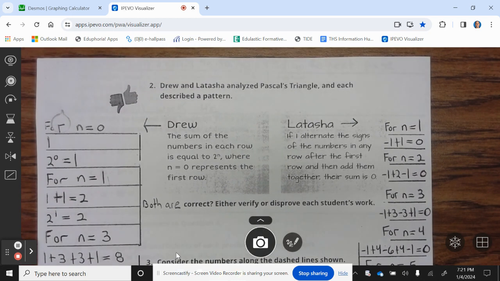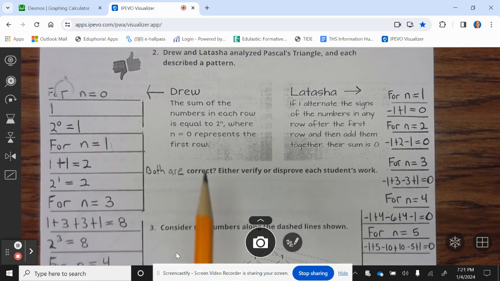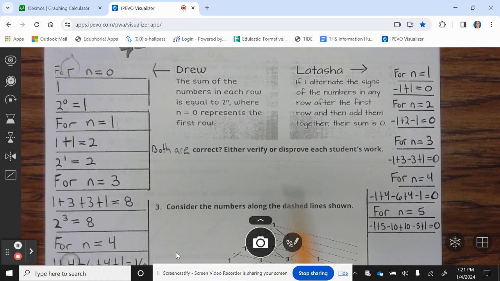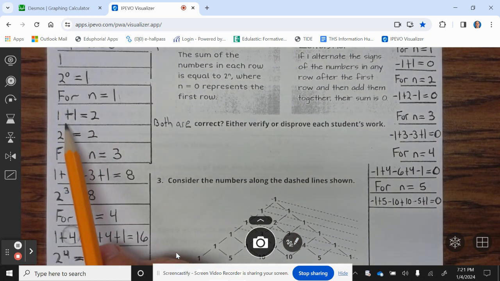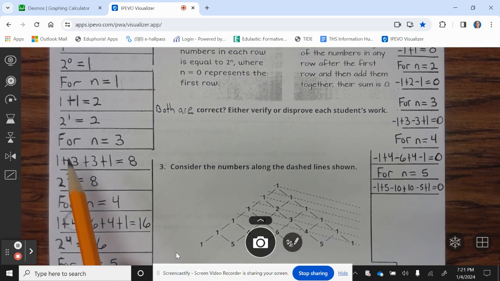Drew and Natasha analyzed Pascal's triangle and each described a pattern. Drew: the sum of the numbers in each row is equal to 2 to the n, where n equals 0 represents the first row. Let's take a look at Drew's first. So for n equals 0, 1. 2 to the 0 is 1. For n equals 1, 1 plus 1 is 2. 2 to the 1 is 2.